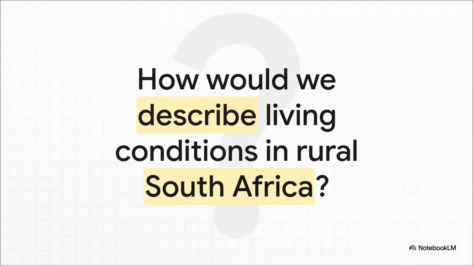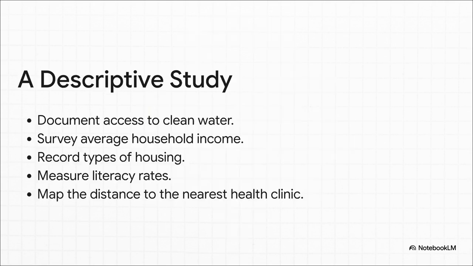Okay, so let's make this real. Imagine we want to understand the living conditions in rural South Africa. If we're using a descriptive approach, what does that look like? What kind of information are we trying to gather? Well, we'd be all about the facts. We'd be documenting things like access to clean water, surveying the average income, recording the types of housing people live in. You get the idea. We're not explaining anything or looking for connections just yet. We are laser-focused on building that solid, factual baseline of what the situation actually is.